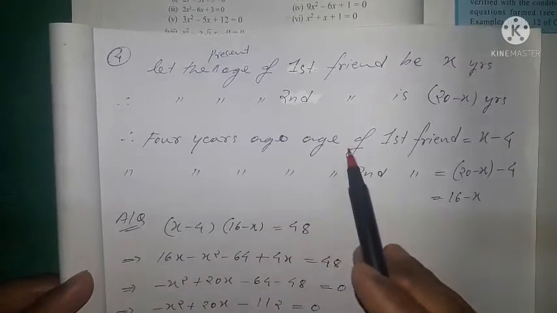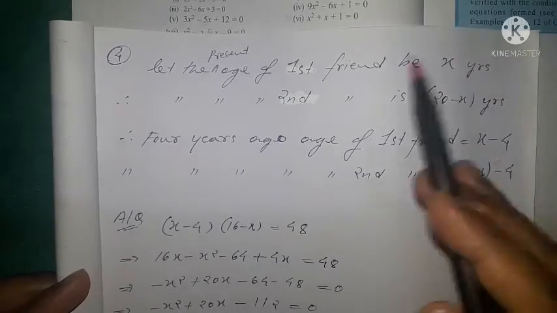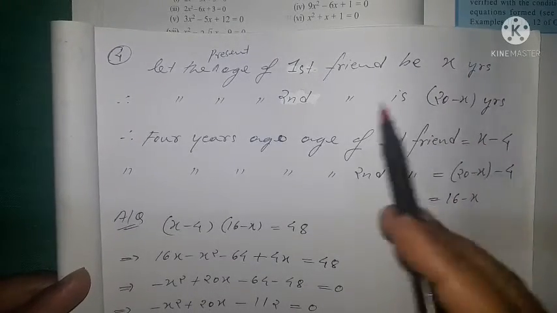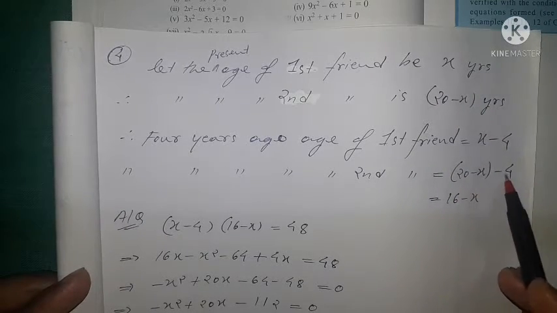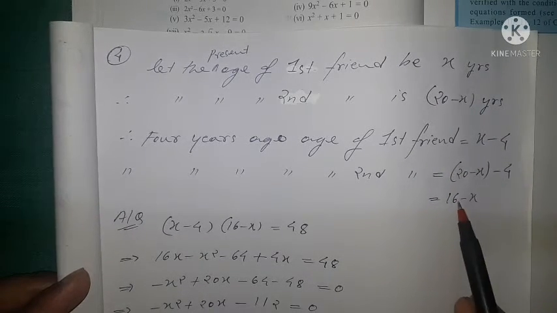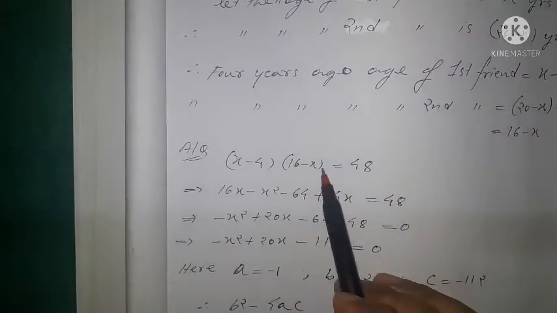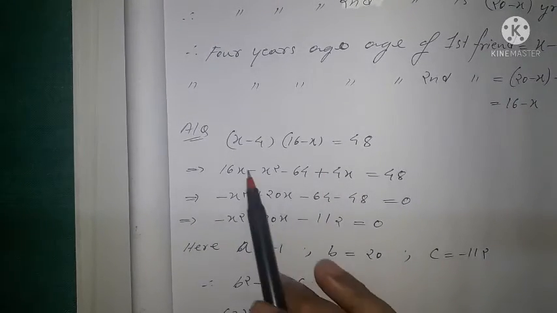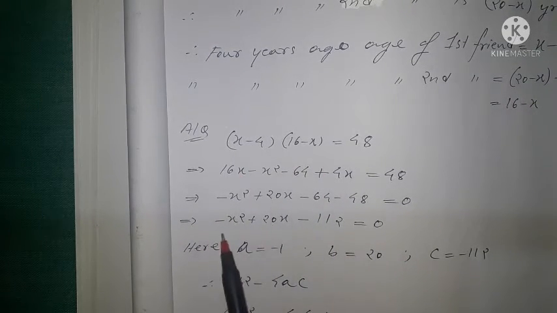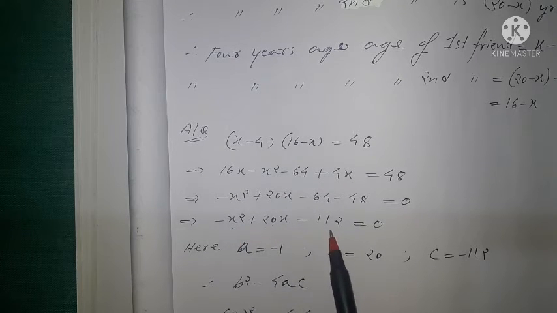Four years ago means before 4 years from now. If the present age is x, then 4 years ago the age of the first friend is x minus 4. For the second friend, if the present age is 20 minus x, then 4 years ago it is 20 minus x minus 4, that is 16 minus x. According to the question, the product of their ages is 48. If we use the distributive law and simplify, we get minus x square plus 20x minus 112 is equal to 0.